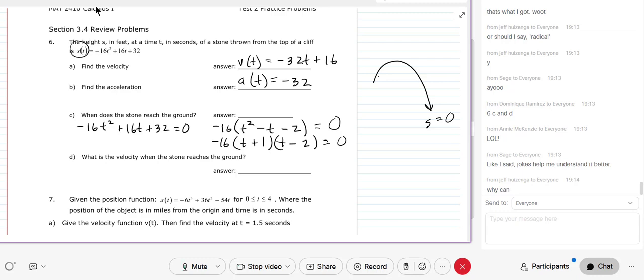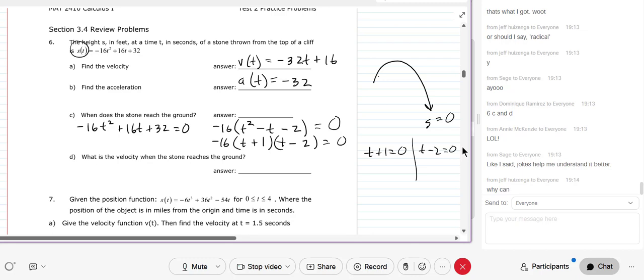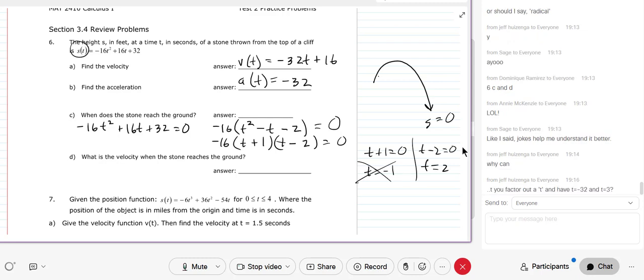Okay, so that's going to mean that you need to solve the equation t plus 1 equals 0 and t minus 2 equals 0. So this will give you t equals 2. This will give t equals negative 1, but we can't have a negative time. So what we need to have on this is the answer is just going to be 2 seconds.